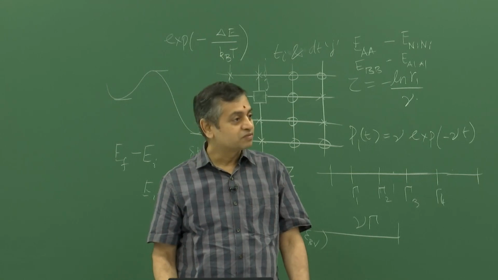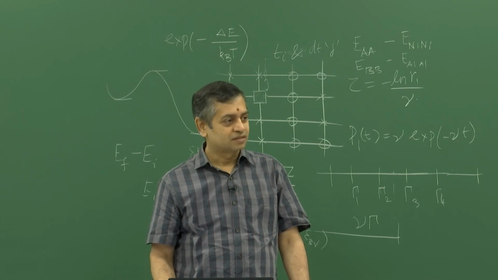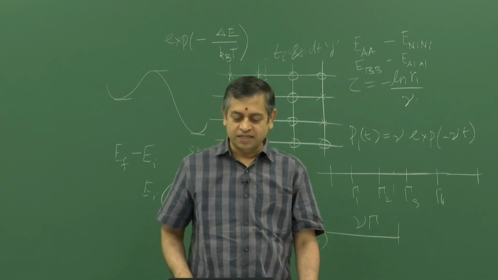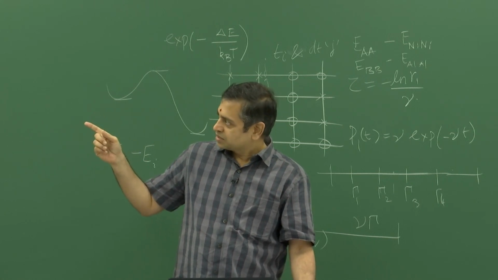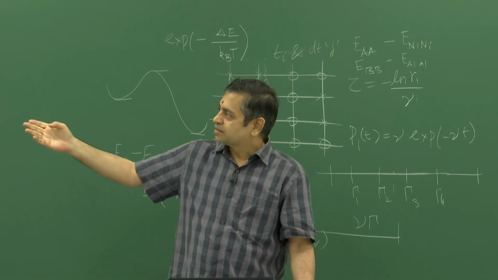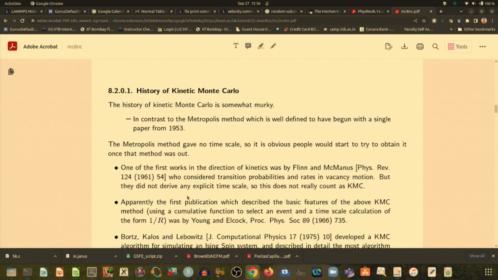But at some point... that was not residence time? Ah, okay. But I can upload this 3D code, so too bad. Yeah. So, this is where he says this algorithm is known as the residence time algorithm or n-fold way or BKL algorithm or the kinetic Monte Carlo algorithm. So, residence time and kinetic Monte Carlo he does not distinguish, and he says I would recommend using residence time since it is nowadays quite common use, but this itself is quite a while ago. But nowadays you also see kinetic Monte Carlo. Sparks, for example, talks only about kinetic Monte Carlo and rejection kinetic Monte Carlo, something like that. So, okay, this is a nice resource.